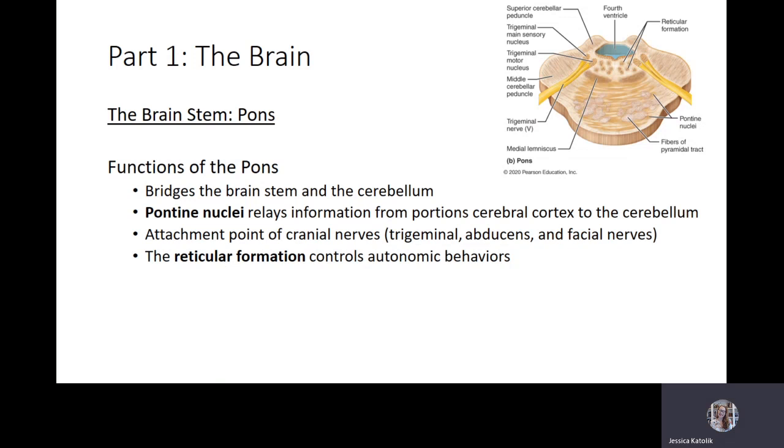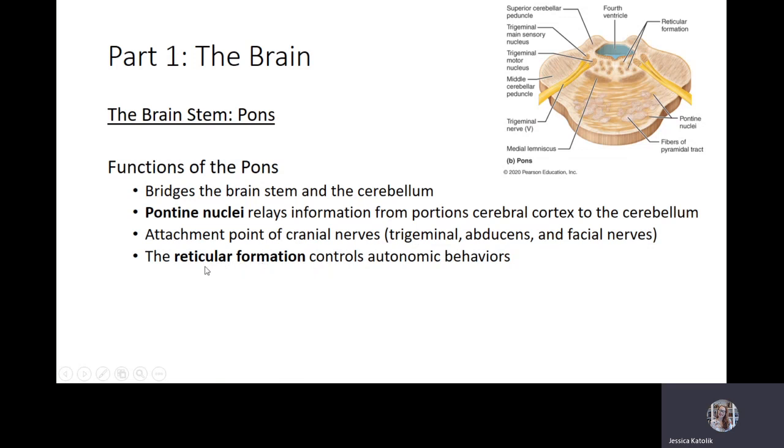It will also be an attachment point for cranial nerves. It's important for the trigeminal nerve and the abducens nerve. Both of these nerves help control the motion of the eye. And it would also contain the facial nerve, which is responsible for moving and sensing the face.